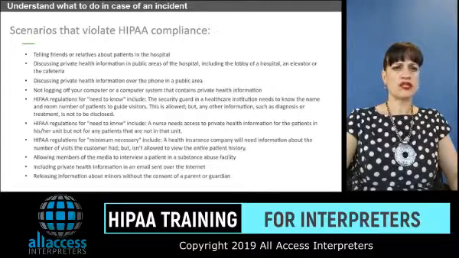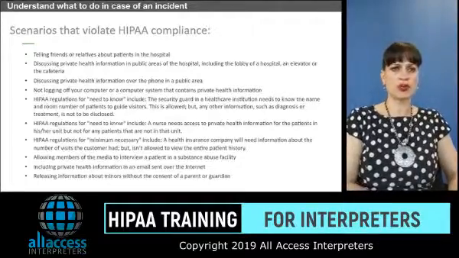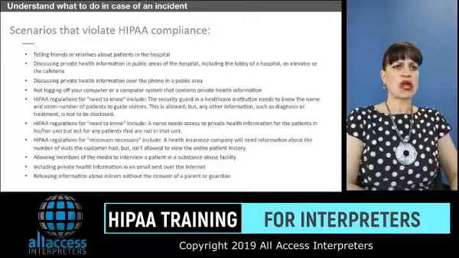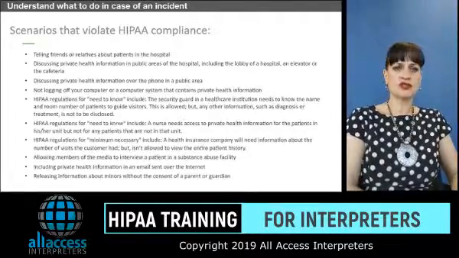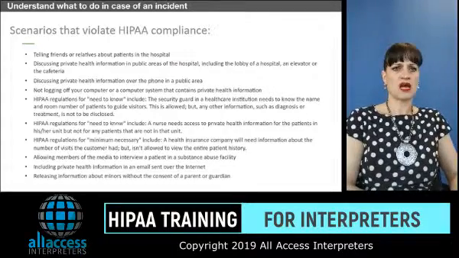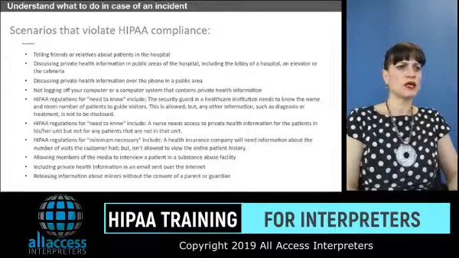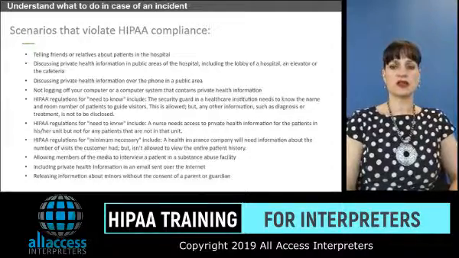A health insurance company, the same. They need to know about one specific thing about the patient, but not about the entire patient's history or payment history. And allowing members of the media to interview someone in a substance abuse facility. That would not be okay either, because that would mean that their private information is out there in the world. And including private health information in an email sent over the internet.